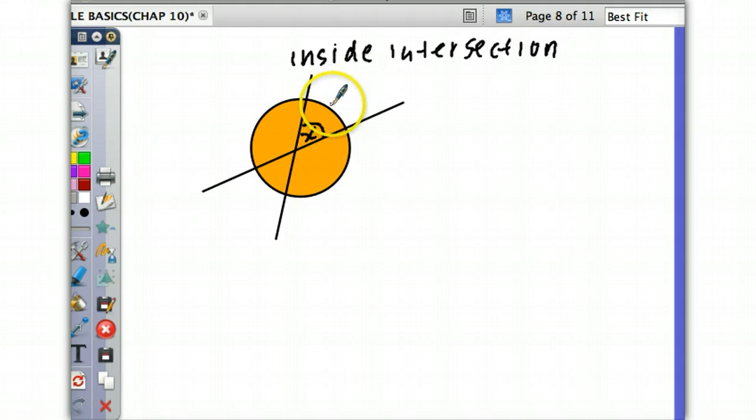Okay. All right. Let's say this arc were 70 degrees. This arc 70 degrees here, and let's give this arc 50 degrees over here.